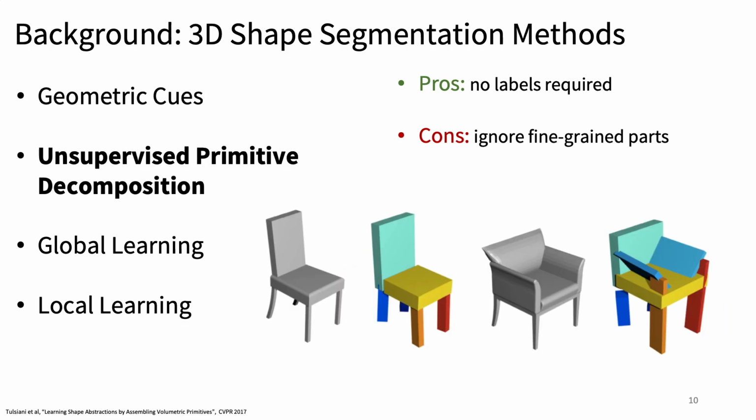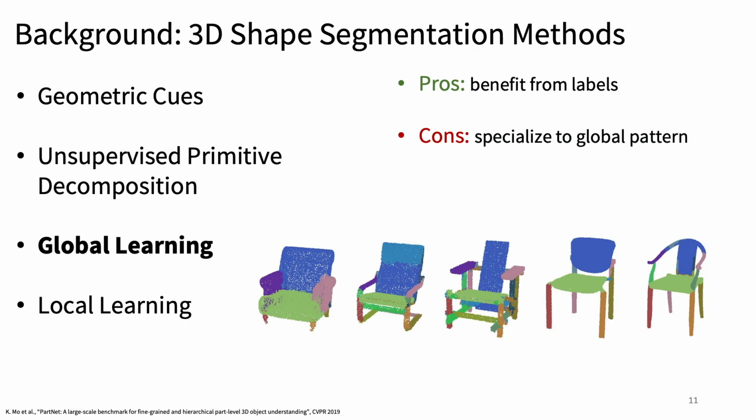An alternative strategy is to employ a learning-based method that attempts to represent a 3D shape as a collection of simple primitives, which can then be used to segment the input shape. The advantage of these methods is that as they can train in an unsupervised fashion, they don't require part annotated training data. The downside is that these approaches use global reconstruction losses, which encourage primitives to capture the core structure of input shapes, but often ignore fine-grained parts.